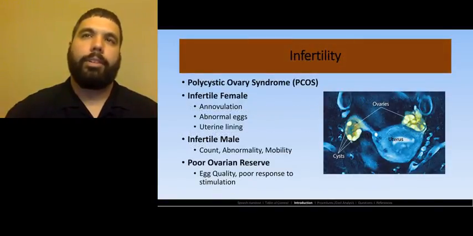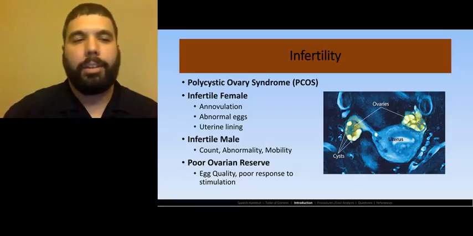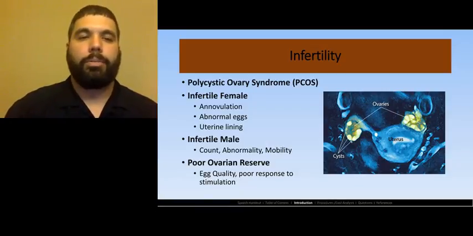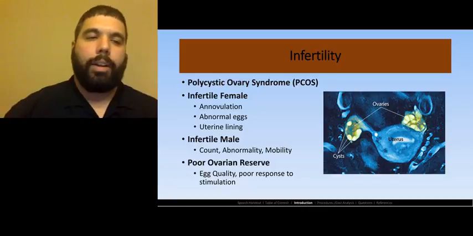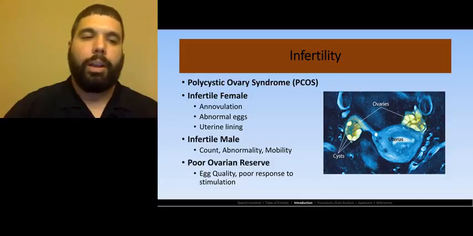WebMD defines infertility as the inability to get pregnant after having unprotected regular sex for 6 months to 1 year, depending on your age. Some of the factors of female infertility are polycystic ovarian syndrome, known as PCOS. PCOS is caused by the increase of cysts on the woman's ovary, disabling them from producing healthy eggs. Other factors of female infertility are anovulation, abnormal eggs, and uterine lining deficiency.